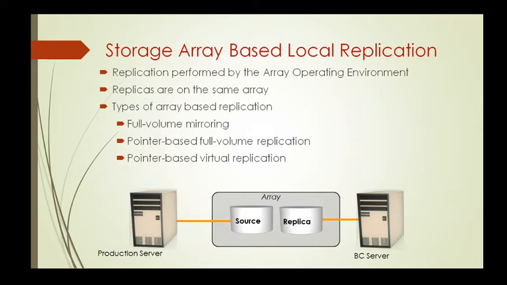So the read or write operation can happen between the production host and source, and the same read write operation can happen between the replica and the BC host. So source and target are in the same array and these are accessed by different hosts, because source is accessed by the production host, and replica is accessed by the BC host.